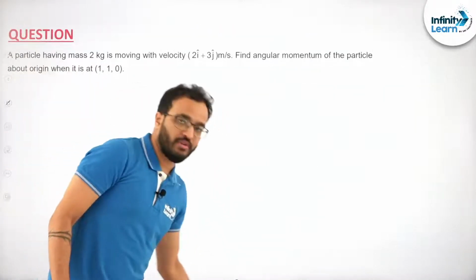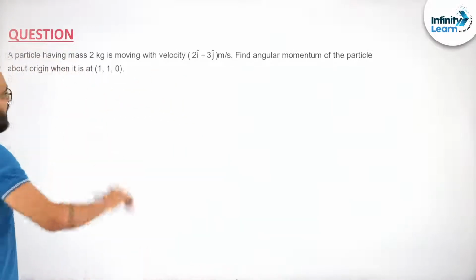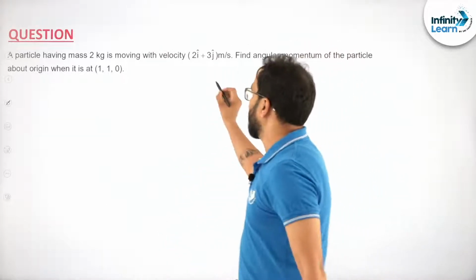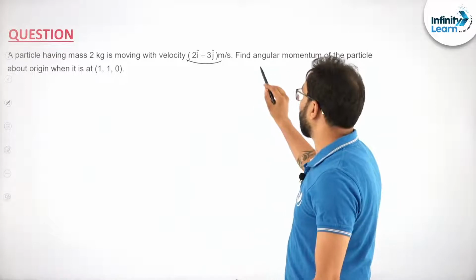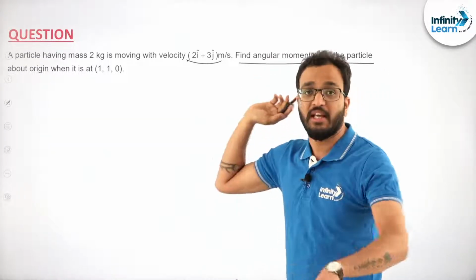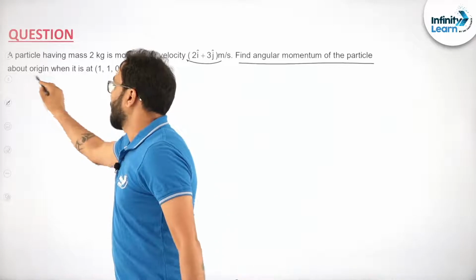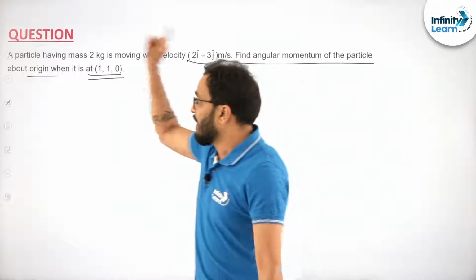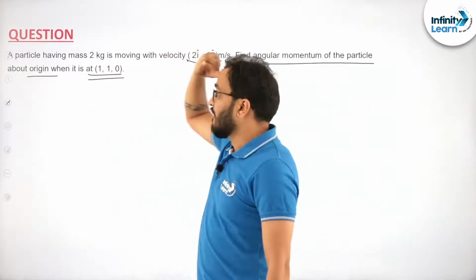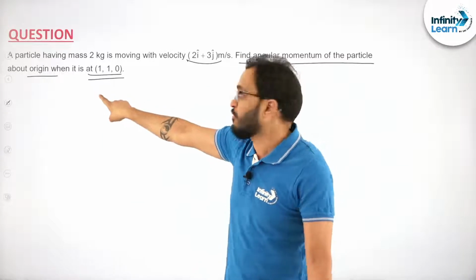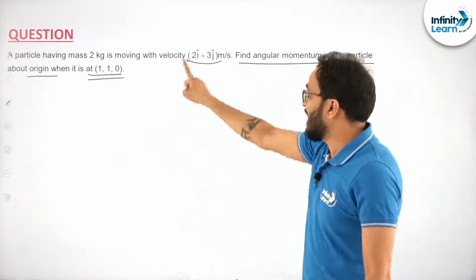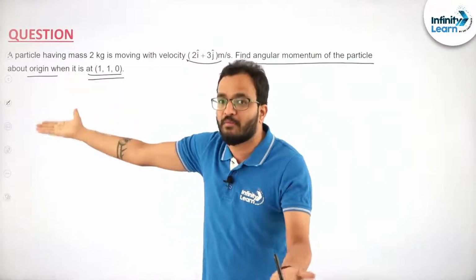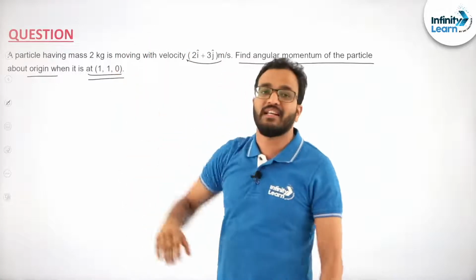Okay, so there are a few questions I want to discuss with you. First of all, a particle having a mass 2 kg. So here in this question, mass of the particle is given, 2 kg. Now the velocity of the particle is given. Then they are asking, find the angular momentum of the particle. About which point? Origin. When it is at this particular point. So see, they are mentioning a lot of factors. They are mentioning about which point. That is origin. Where is the particle when you want to find out angular momentum? It is at 1, 1, 0. So mass, velocity, point about which we need to find out angular momentum, and the position where the particle is currently.